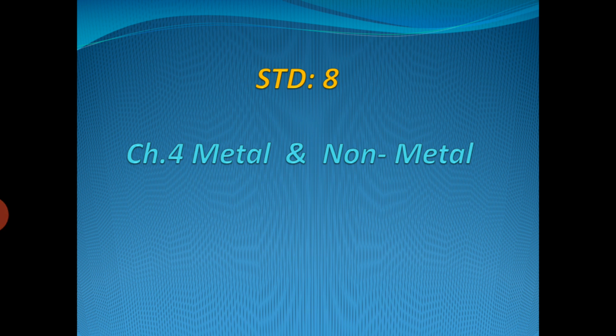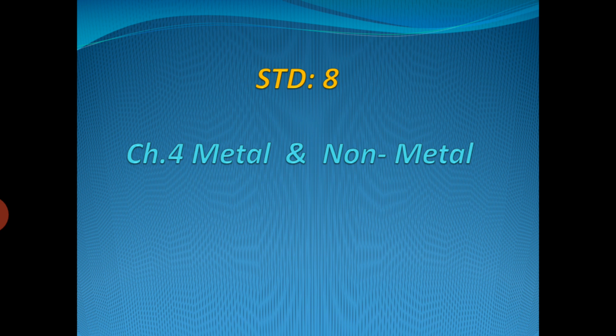Today, Standard 8, Chapter 4: Metal and Non-Metal. In the previous video, we learnt about the physical properties of metal and non-metal. We learnt about the physical state at room temperature, like mercury in liquid form at room temperature, then strength, like sodium metal, potassium metal, then color, like gold in yellow color, then copper in reddish brown color, which we have discussed.